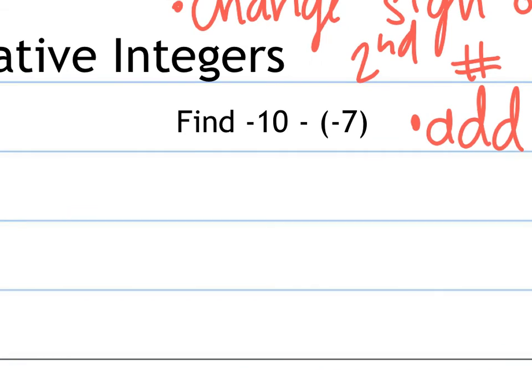Next one, we change to addition. Change the sign of the second number. Since it was a negative 7, we make it into a positive 7. So now we have a negative 10 plus 7 if we want to rewrite it. A negative and a positive, we have to subtract. So 10 minus 7 would be 3. We have 10 negatives, 7 positives, so we have more negatives, so our answer needs to be a negative 3.